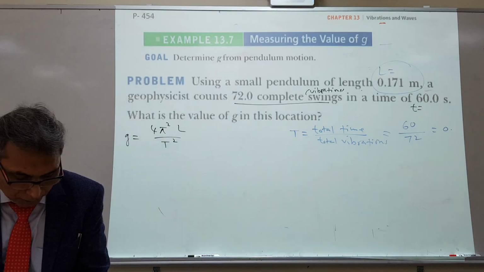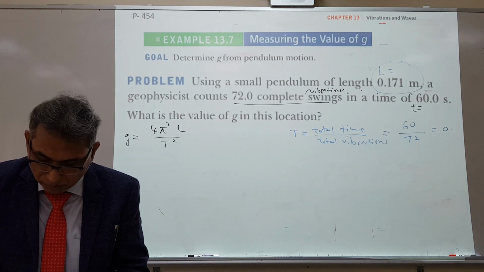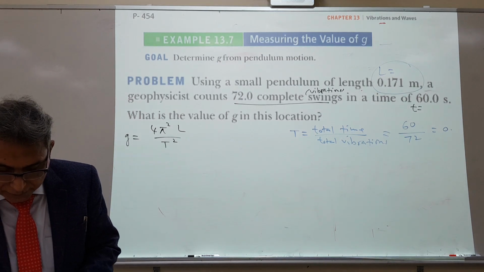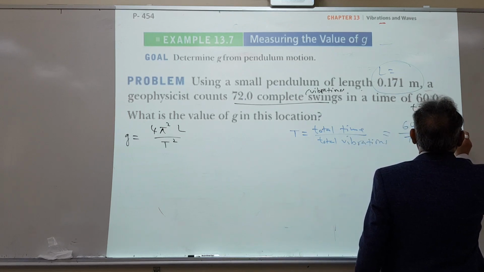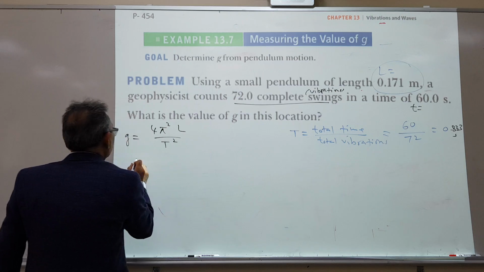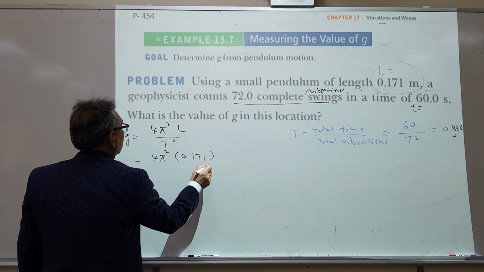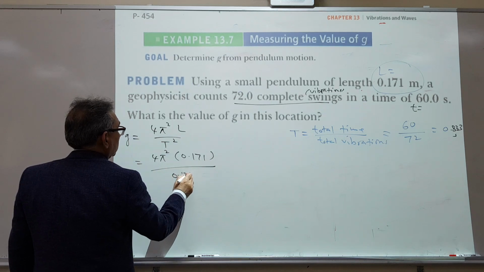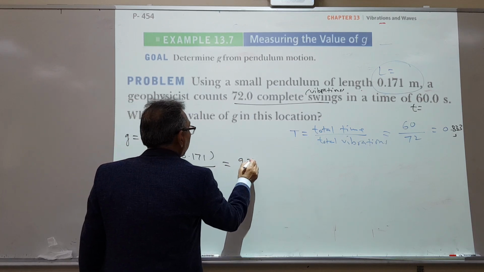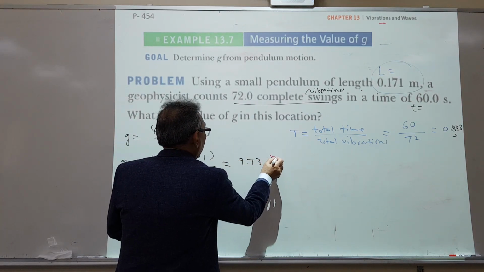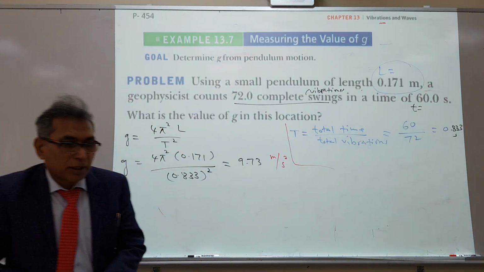So T is 0.833 seconds. So g will be equal to 4 pi square L over T square, which is 9.73 meter per second square. That is your answer.